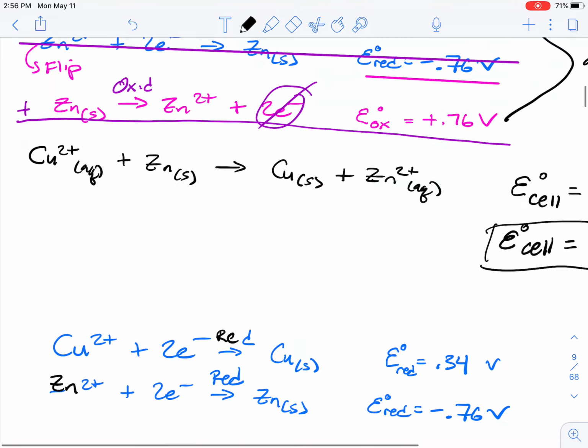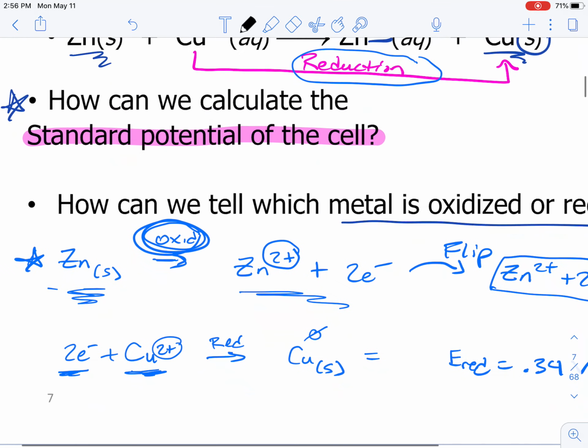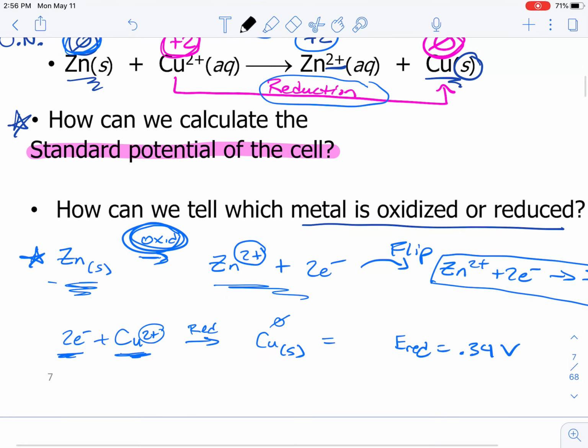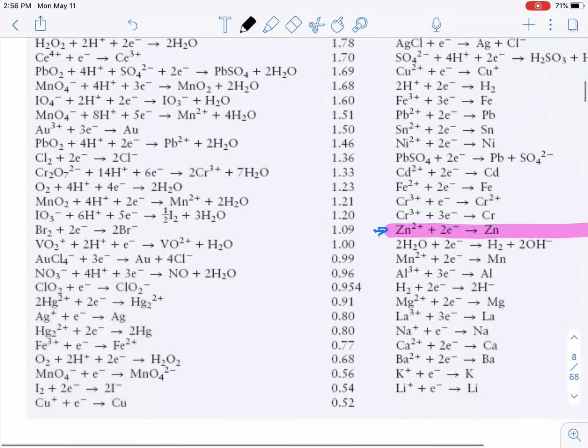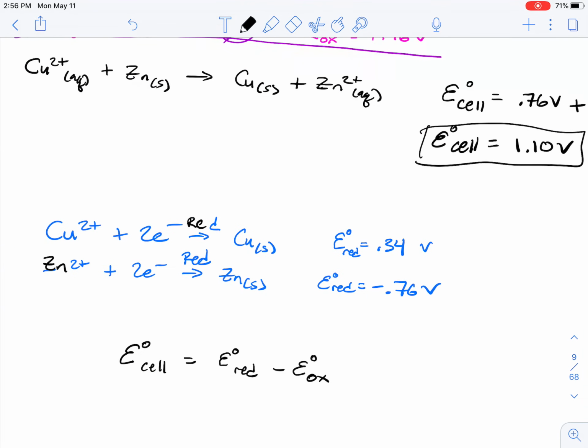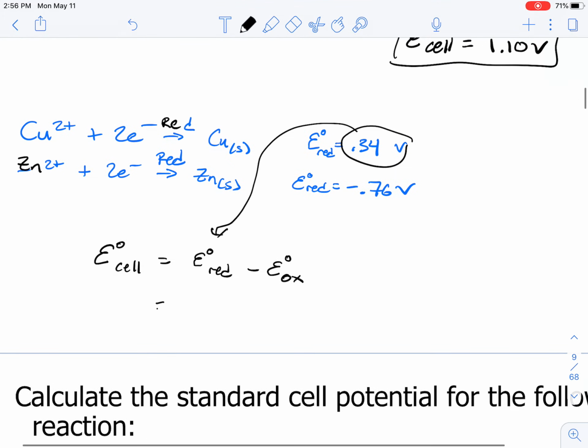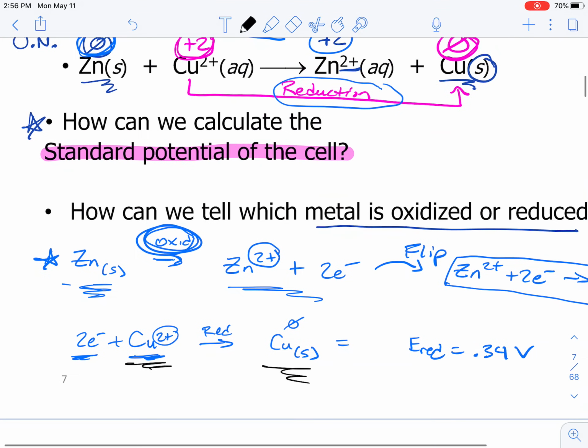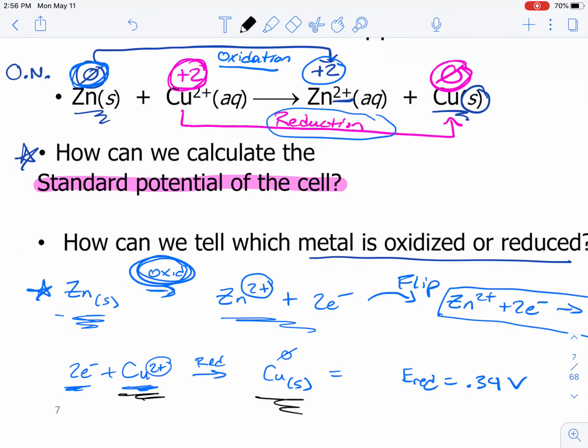And so according to our work, we know that it is copper that's undergoing reduction. And so we're going to go ahead and place this number into this equation. So we have 0.34 here, and we're going to carry down the negative. And according to our work, by looking at the oxidation numbers, notice that it is zinc that's going to undergo oxidation.